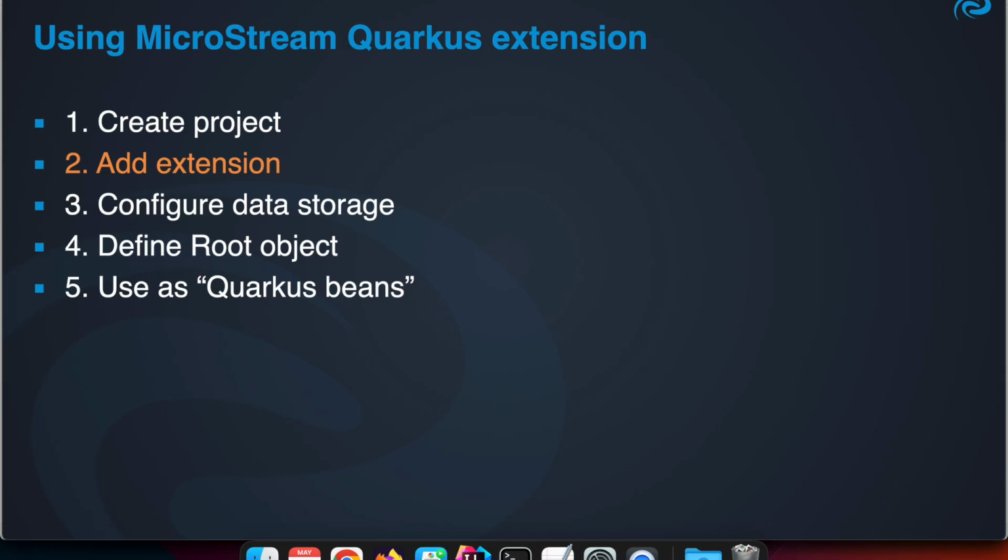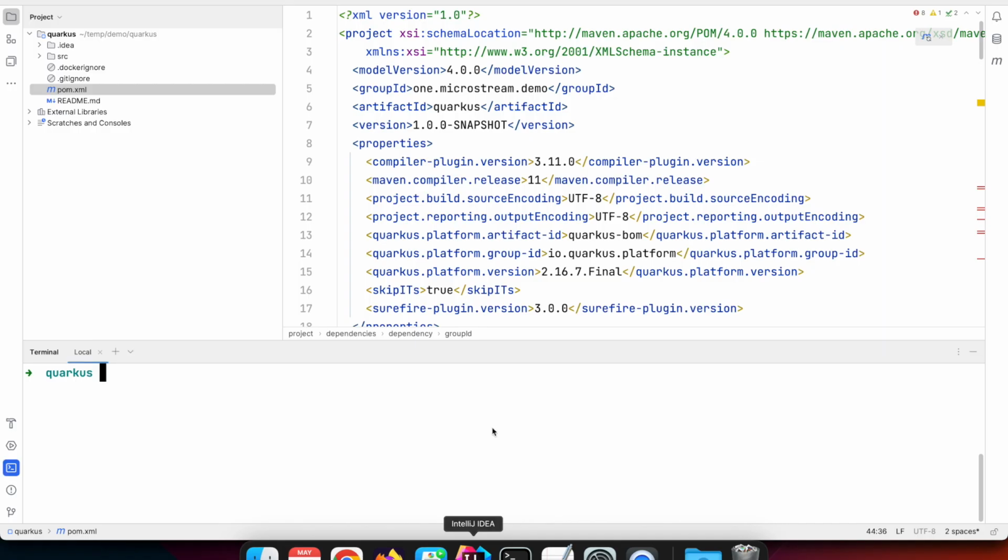We add the extension for Microstream to the project. For the moment, the Microstream extension for Quarkus is not available on that starter website, so we need to add it to our project in a second step.